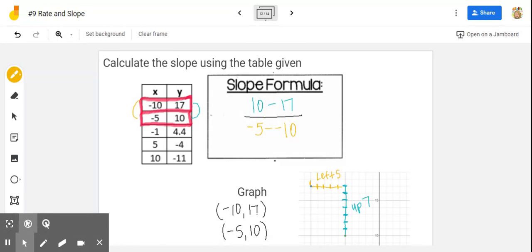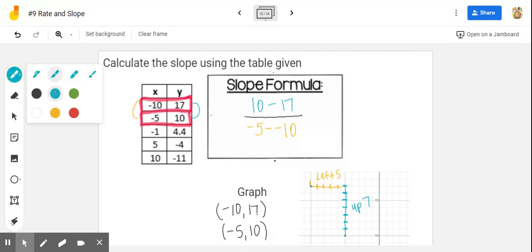So either way we go here, guys, may it be the formula or may it be on the graph, you end up getting negative 7 over positive 5 as your slope. Or if I did the graphical approach and I went up 7 and I went left 5, that would give me positive 7 over negative 5, which is exactly the same slope because they're both negative. The 7's on top for my rise and the 5's on the bottom for my run. So those two are both acceptable.